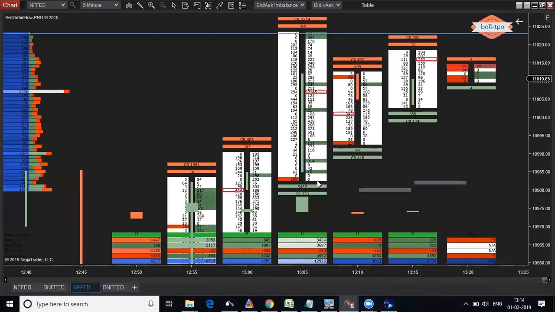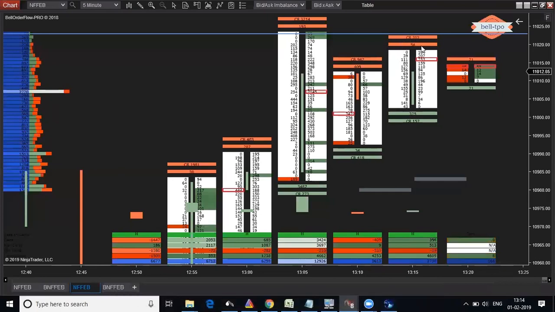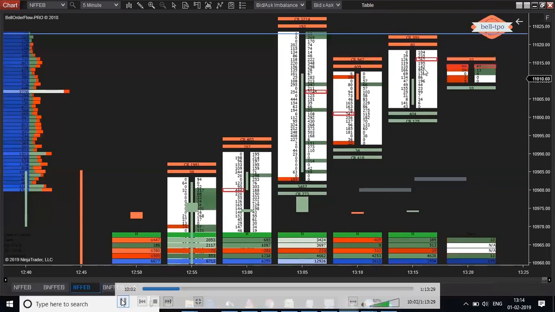Even if you're able to make it a 10 point stop in Nifty, it is still a very, very tight stop loss with greater odds, right? So let me play this video again here. It's a very tight stop where one can think about initiating intraday trades. Again, let me pause the video here.